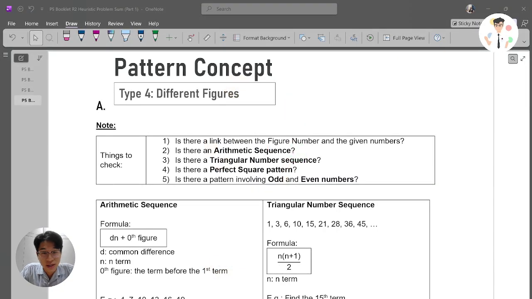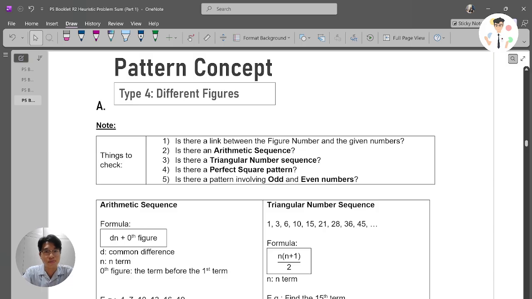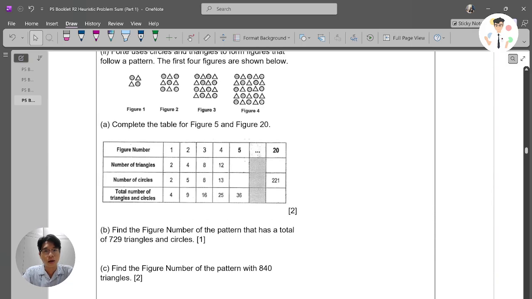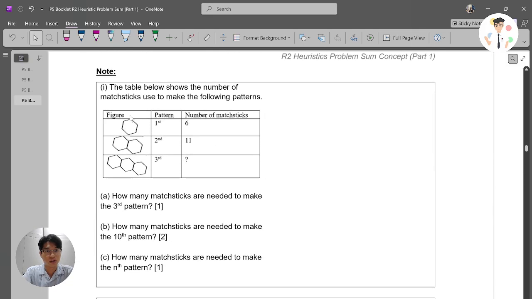Welcome back to digital class, and now we're looking at one of the more exciting pattern concepts, called Type 4: Different Figures. When I say different figures, it basically means there are really just so many different figures. Some examples of the question can be something like this, where I give you figure 1, 2, 3, and you need to find out what is missing.